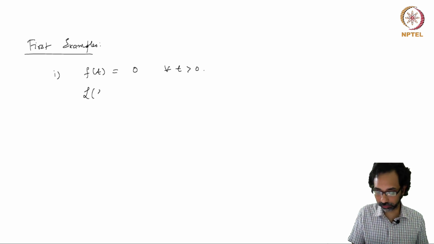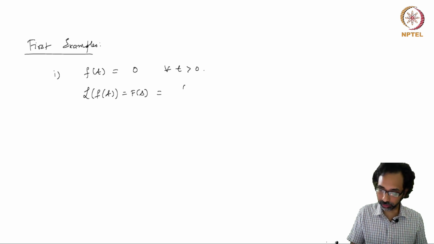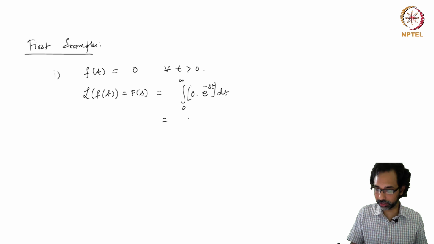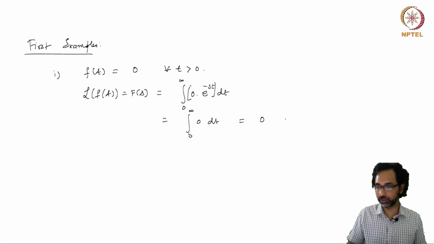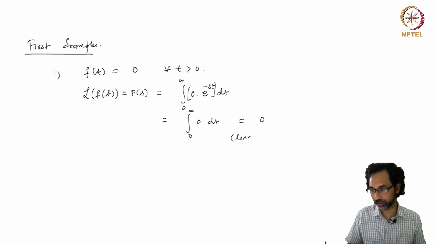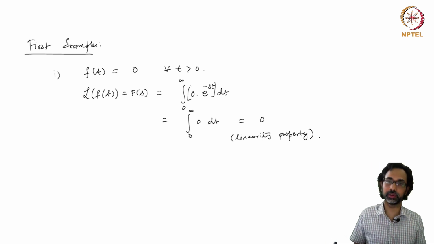So here the Laplace transform of f(t), also written as F(s), is simply the integral from 0 to infinity of 0 times e to the minus st dt. So this is just the integral of the 0 function dt, and this is simply 0 using the linearity property of the integral.